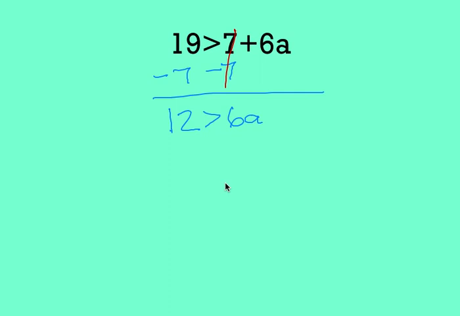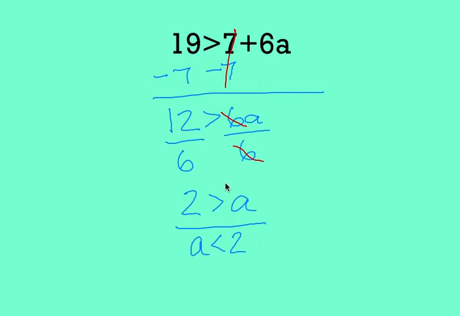And then we need to divide both sides of the inequality by 6. Because that number that I'm dividing by is a positive number, I do not need to flip the inequality symbol. 12 divided by 6 is 2, so I can say 2 is greater than a. But if I want to write that the other way with my variable coming first, remember I can switch a and 2, but I also have to flip over my inequality symbol. So I would be saying that a is less than 2.